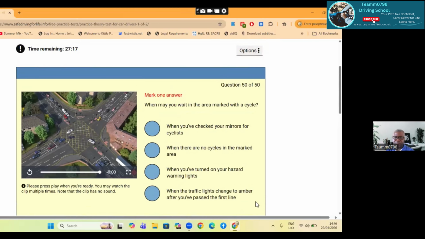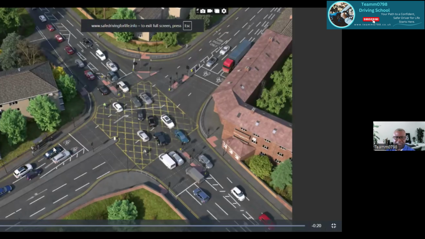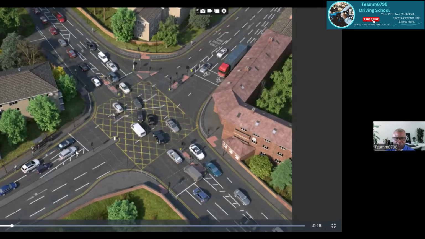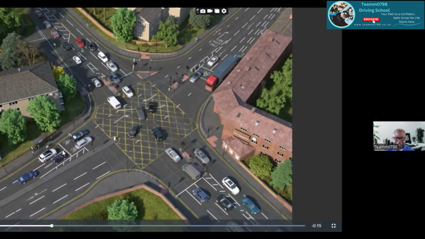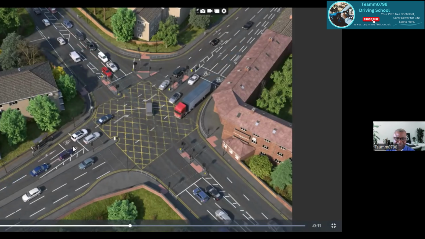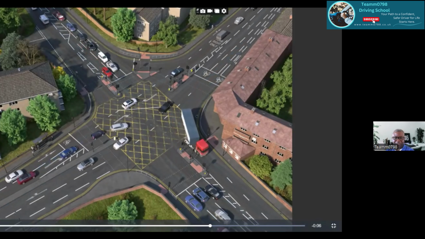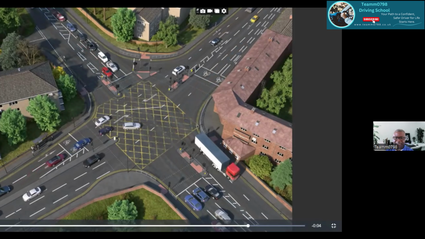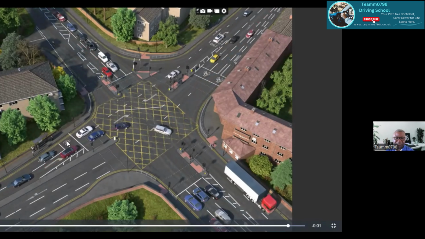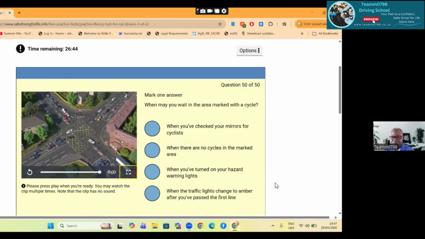Okay. Mark 1 answer. When may you wait in the area marked with a cycle? Okay. So you can see, the cycle lane, you should always wait behind. Okay. But if something happens and you've crossed the yellow amber light, then you can wait in there. It's the only way to explain that. Okay. But normally you're not allowed to wait in there. It's for cycles. But if the light is green, you can just walk across.